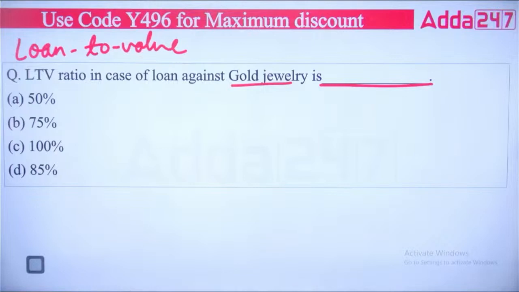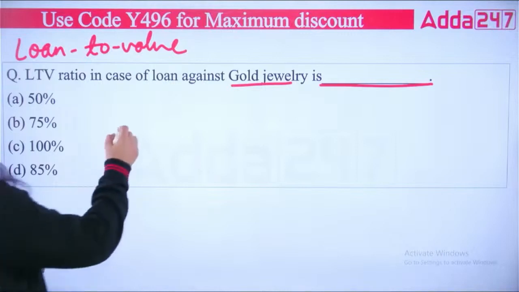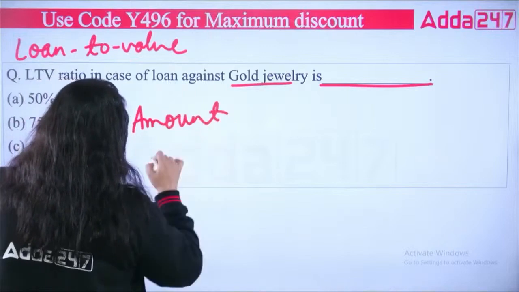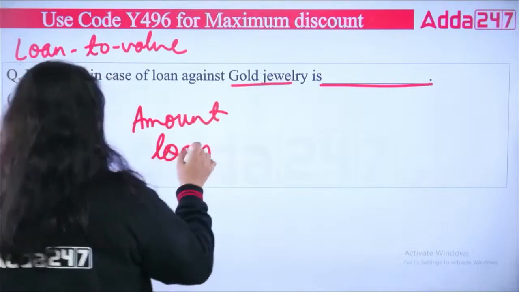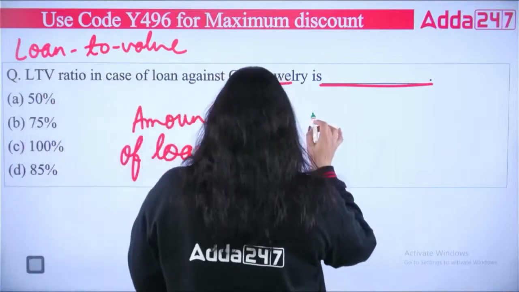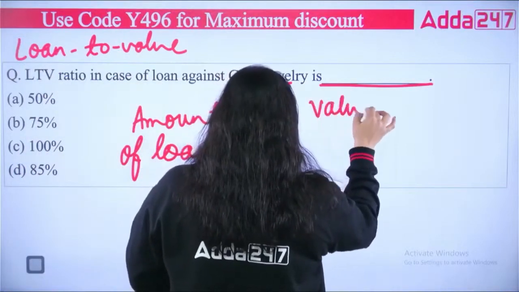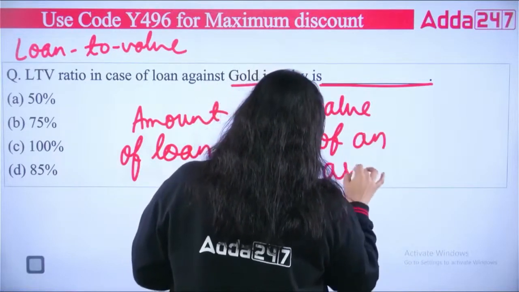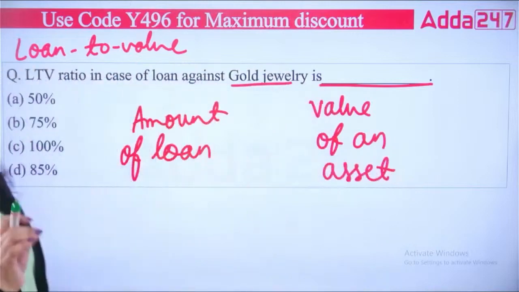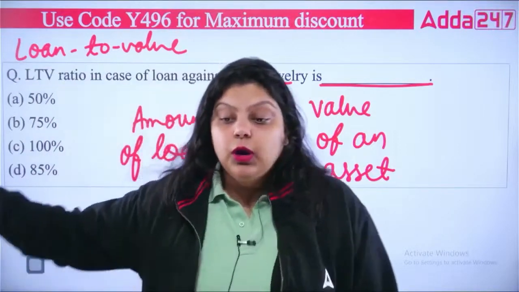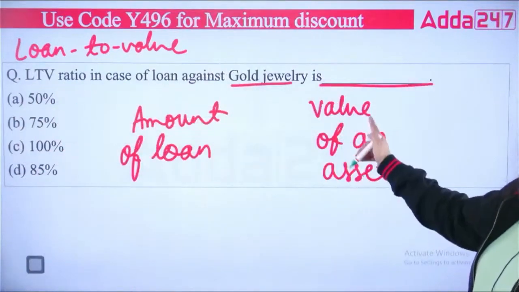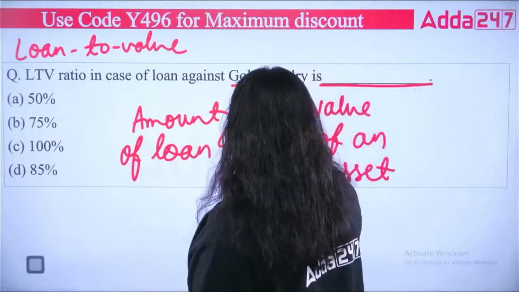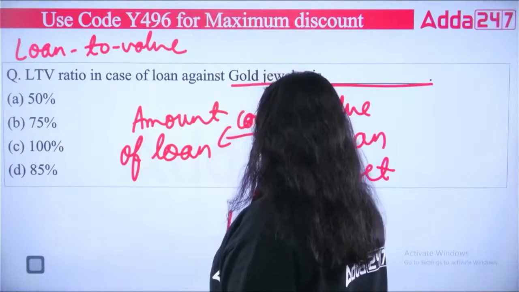So the loan to value ratio is simply a financial metric. It compares the amount of loan to the value of an asset. Like the amount of loan the bank is providing to you, when it is compared with the value of an asset you are giving as security. So what amount of loan you are taking from a bank, and for that amount of loan, what value of an asset? Asset means whatever you are giving as security. Like if you are giving gold as security, what's the value of your gold? When you compare these two, this is known as loan to value.